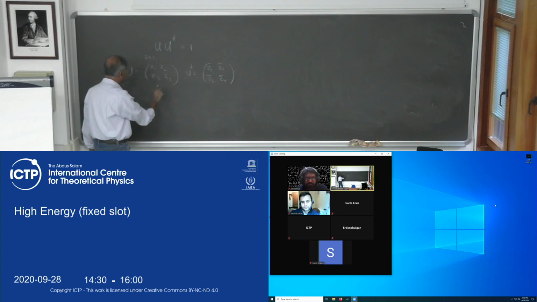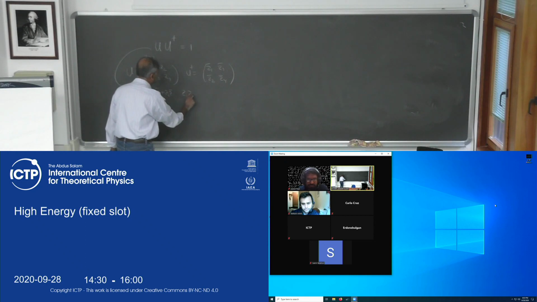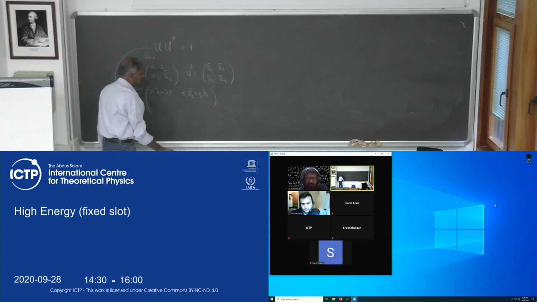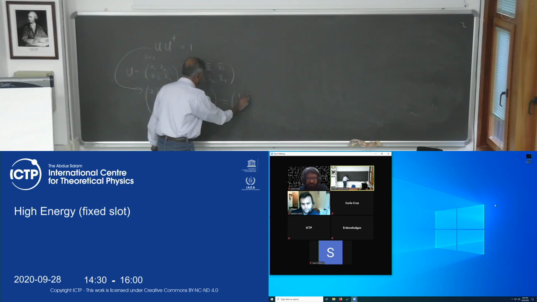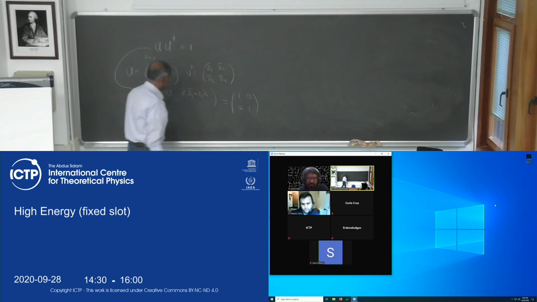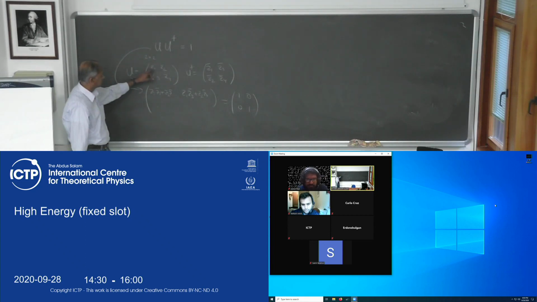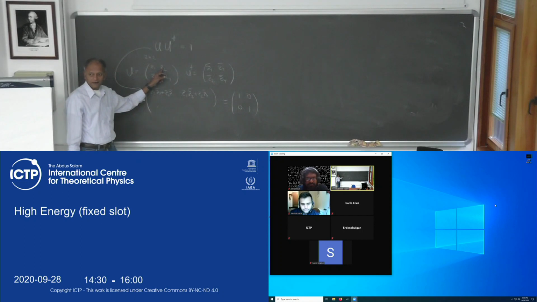And then you take the product of this. So this left hand side is Z1 Z1 bar plus Z2 Z2 bar. Okay, that's the first element. And then you have Z1 Z3 bar plus Z2 Z4 bar, etc. Right? And this is supposed to be equal to 1, 0, 0, 1. Now what we want to do is solve for these unknown quantities, to determine the most general form of U, right?